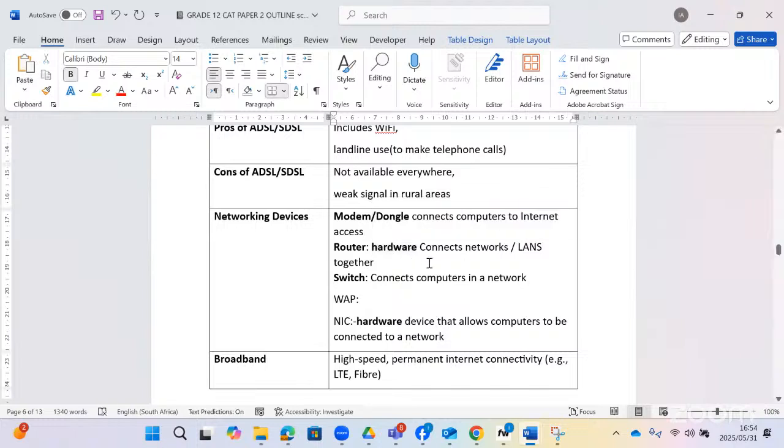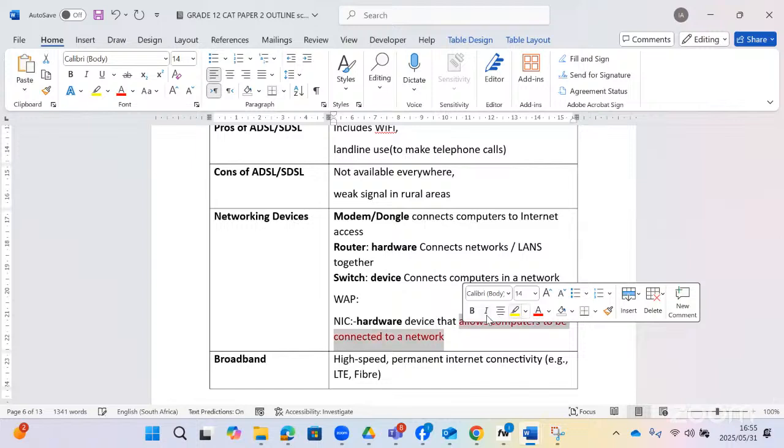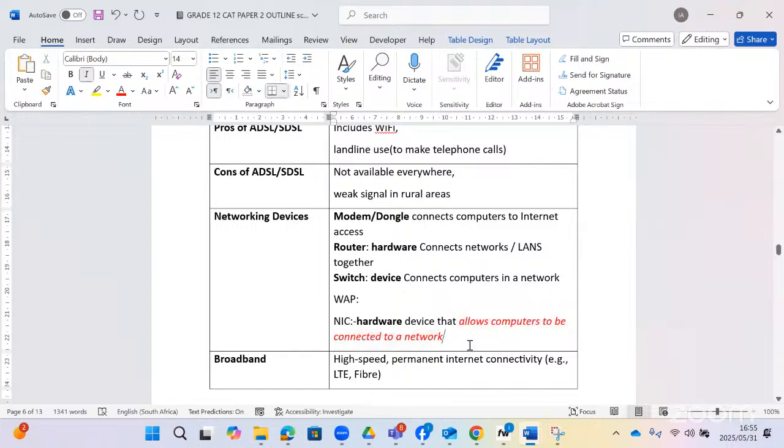Or you can say a device that connects networks together. So you can say hardware, you can say device, which connects computers together. So first of all, anytime you are defining these things, you must mention what category it belongs to: does it belong to hardware, device, software or malware, before you mention the function? So this is the hardware. What does it do? It allows computers to be connected to a network. So these are the keywords that you need to emphasize when you are defining it.